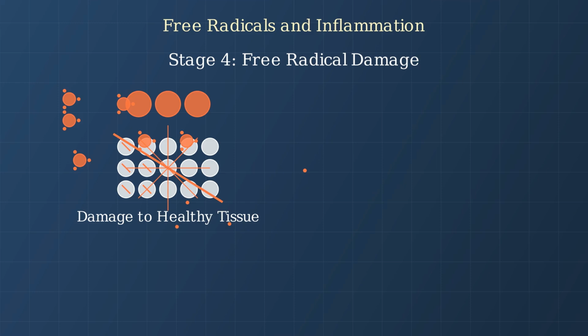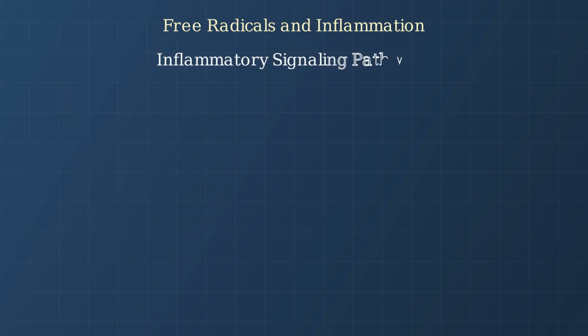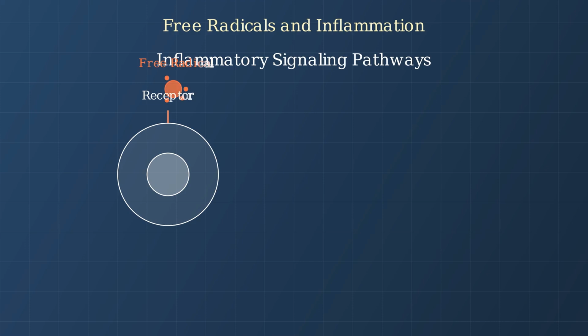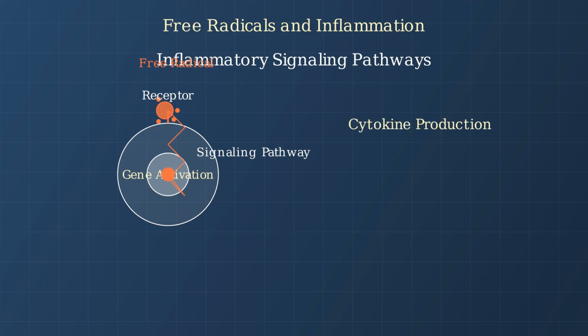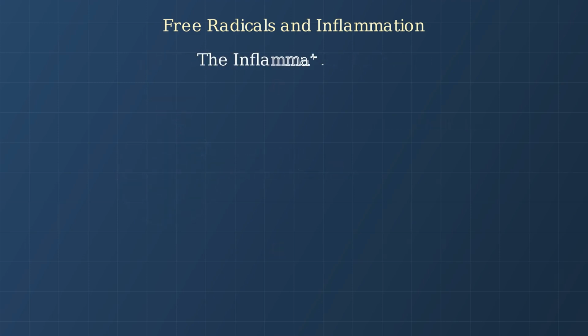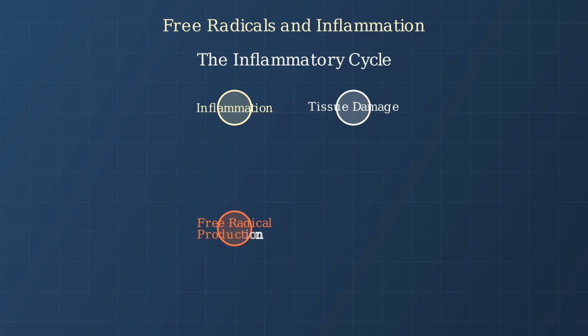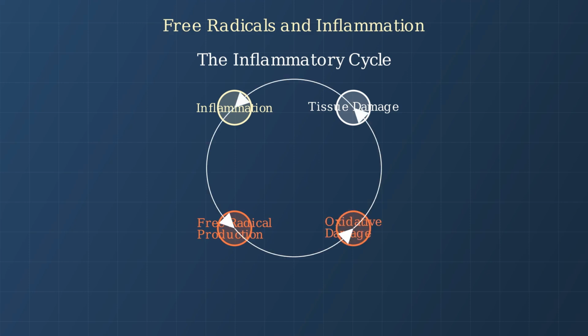Free radicals can directly activate inflammatory signaling pathways within cells. When a free radical interacts with a cell receptor, it triggers a cascade of signals. This signaling pathway activates genes that produce inflammatory mediators called cytokines. Cytokines are released from the cell and amplify the inflammatory response. This creates a positive feedback loop. Tissue damage triggers inflammation, which produces free radicals. These free radicals cause oxidative damage, which leads to more tissue damage, perpetuating the cycle.